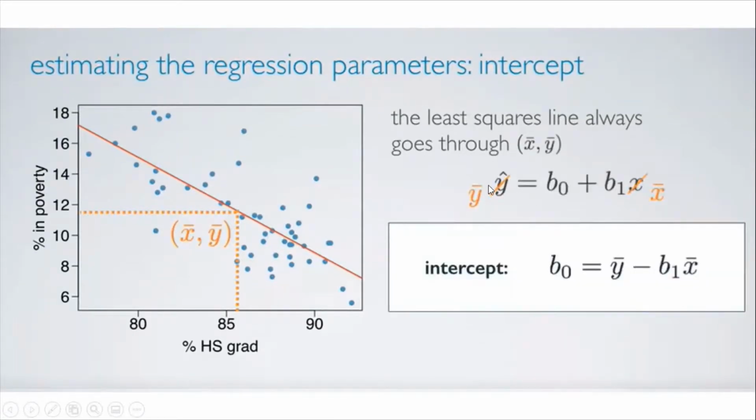So we have the formula: predicted y is equal to the intercept plus slope multiplied by the explanatory variable, and then we replace y with the mean of y and x with the mean of x. Then we rearrange it so that we get the intercept. So what is the intercept? The intercept is the mean of y minus the multiplication of the mean of x and the slope.